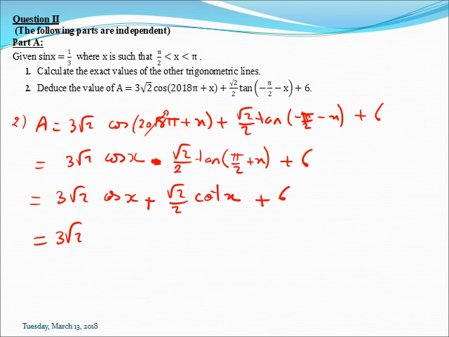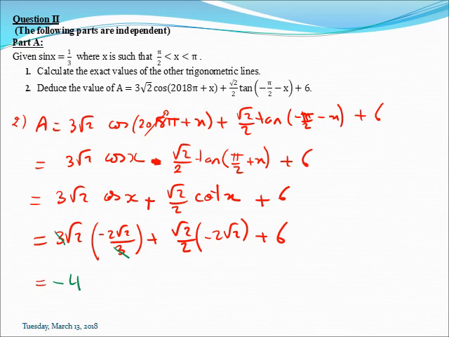We have cosine x is equal to minus 2 radical 2 over 3, radical 2 over 2. Cotangent x is equal to minus 2 radical 2, plus 6. Now simplify: 3 by 3, minus 2 times minus 2 radical 2 times radical 2, minus 4 here, radical 2 times radical 2 is 2, so 0 minus 2 plus 6, so A is equal to 0.